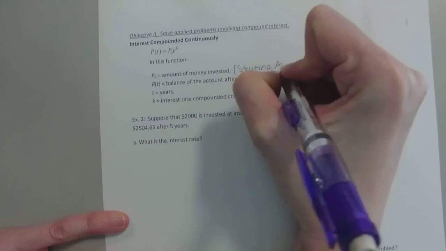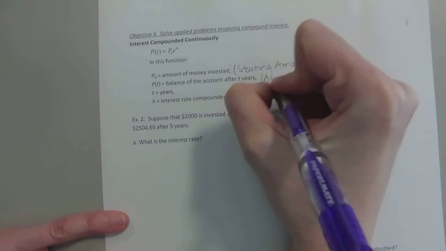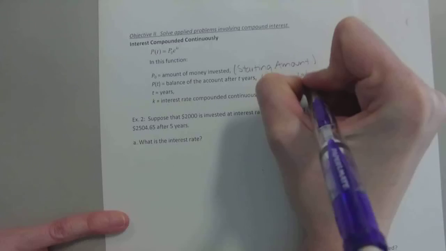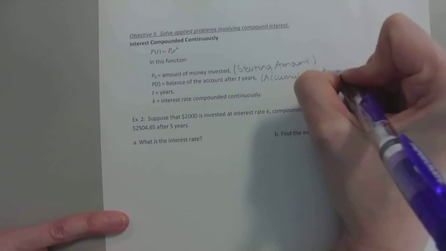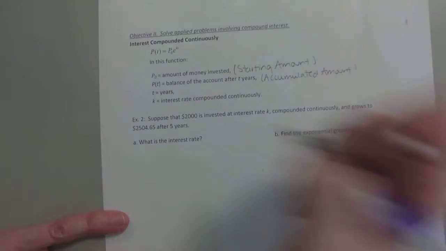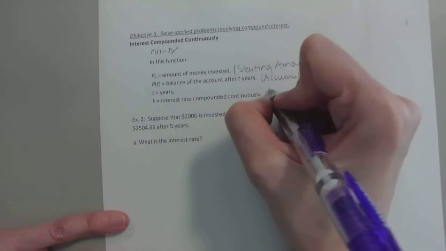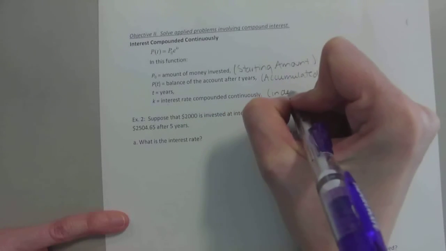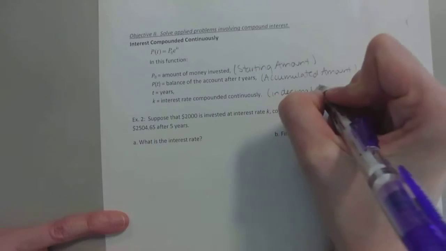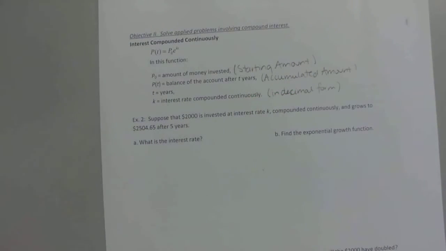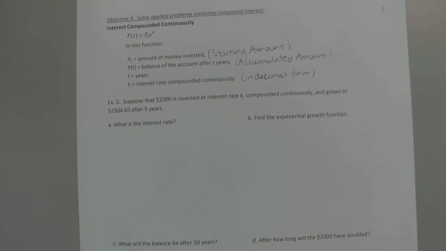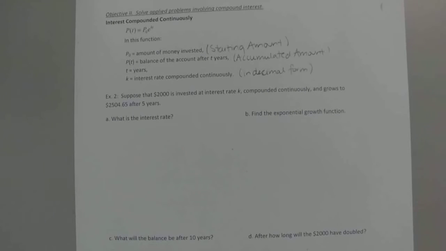So P of 0 is your initial amount, right? Starting amount. You don't have to label this again if you don't want. It's all kind of the same thing. P of T is the balance after so many years, so it's your accumulated amount. I'm going to label everything the same. T is your years, K is your interest rate, compounded continuously in decimal form. And we're going to do exactly what we did on the front page. They're going to ask us a couple questions, and we're going to be able to plug things in to get some stuff.